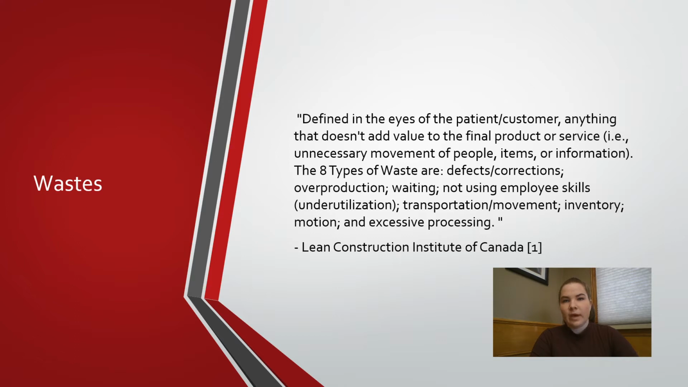The 8 types of waste are transportation, inventory, motion, waiting, overproduction, overprocessing, and defects in skills. By applying the concepts of lean construction, we can help to control and eliminate wastes present on a project to improve the overall production efficiency.